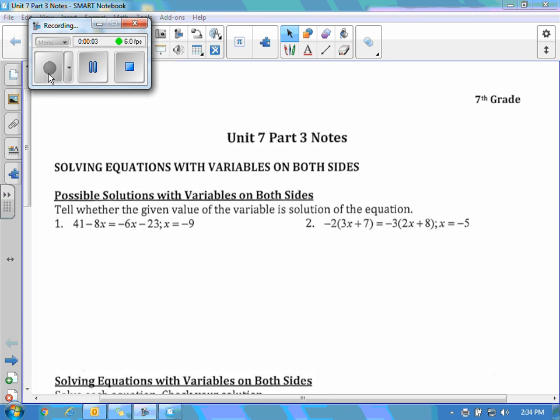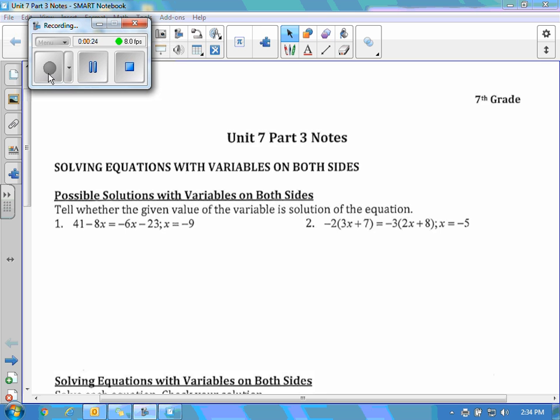As we continue to move through Unit 7, the equations kind of get harder and harder as we go. In Unit 7, Part 3, we're talking about solving equations with variables on both sides. So again, this will be a little bit more difficult, so please make sure you take good notes. The first thing we're going to do is check possible solutions again before we actually worry about solving.